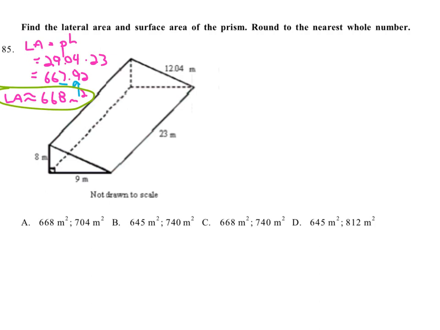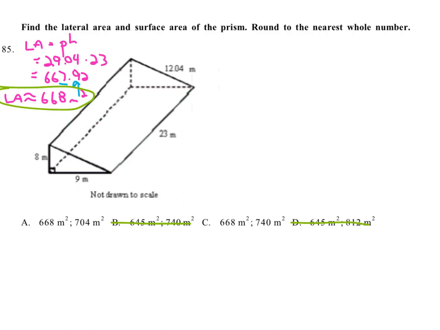So we can see that in choice A and choice C. Let's eliminate B and D because those don't have the proper lateral area. Now, the lateral area is a partial answer for what we need, which is great. Now we need to calculate the area of the bases. So let's just look at this.